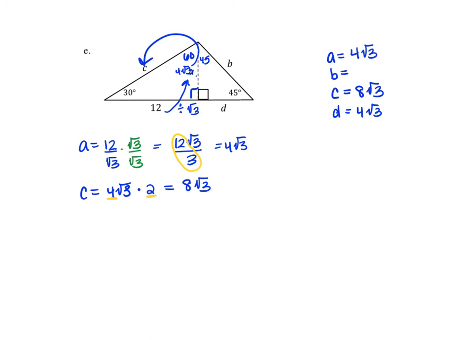Then if I wanted to find B, I'd have to take the side, and if it's a 45, 45, 90 and I'm trying to find the hypotenuse, we are going to multiply by root 2. So I have 4 root 3, and then I'm going to multiply that by root 2 because I'm taking the side and going to the hypotenuse. So this will be root 3 times root 2 will be root 6. So 4 root 6 would be your answer for B.